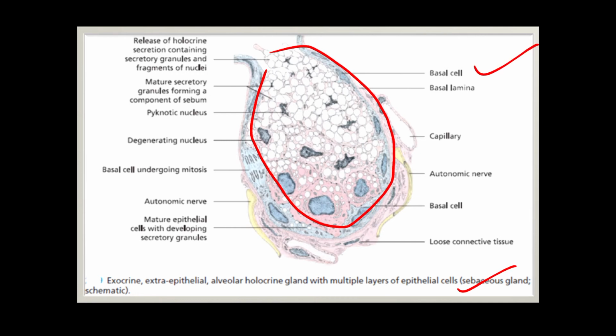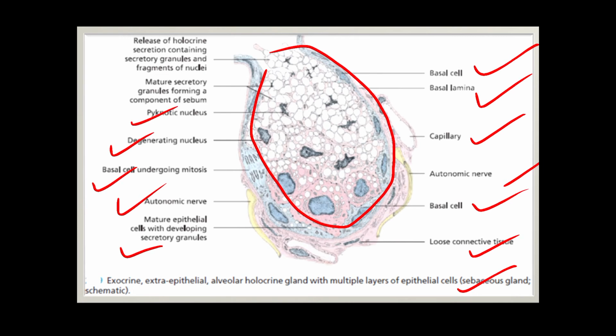This is the basal cell, plasma lemma or basal lamina. These are the capillaries on the outer surface, and autonomic nerve at a basal cell. Loose connective tissue is here. Mature epithelial cell with developing secretory granules. And autonomic nerve is here. Basal cell undergoing mitosis, degenerating nucleus, pyknotic nucleus, mature secretory granules forming a component of the sebum, release of holocrine secretion containing secretory granules and fragments of the nuclei.